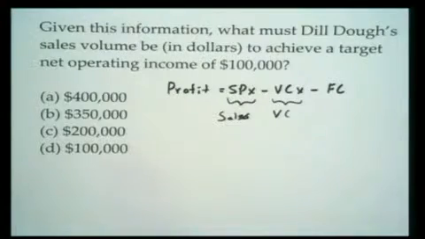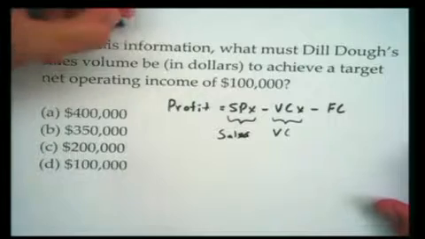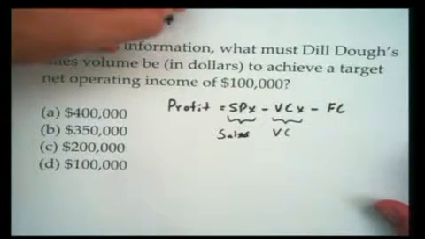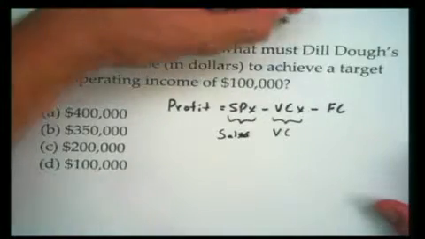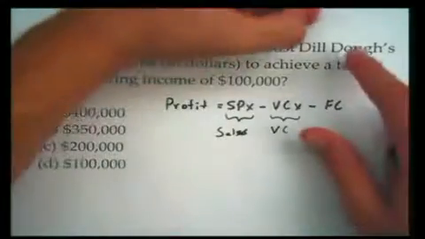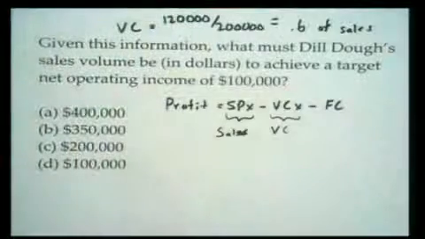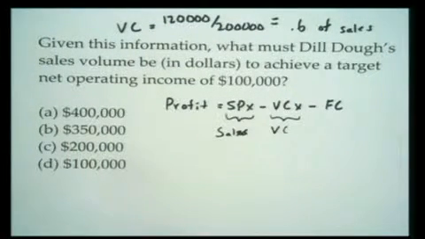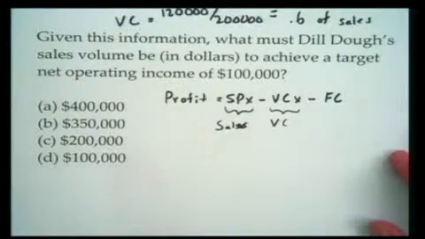Well, don't we know that the variable costs are $120,000 and the sales are $200,000? In other words, $120,000 over $200,000. It turns out variable costs are 60% of the sales. Isn't that sneaky? You're not told exactly what the variable cost per unit is. It's not like it's a $2 per unit variable cost or something, but you're instead just told they're 60% of sales.